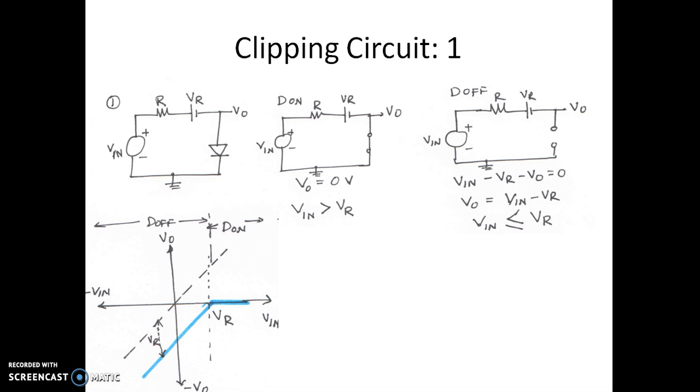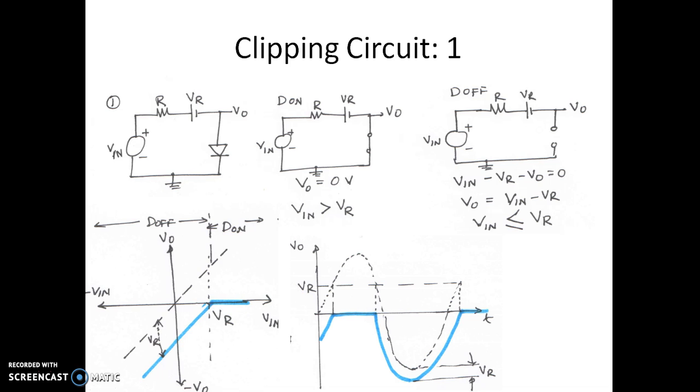If the diode is on, the output voltage is 0. As you can see now, the output voltage is 0 when Vin is more than VR. So let us also see how the waveform will look.